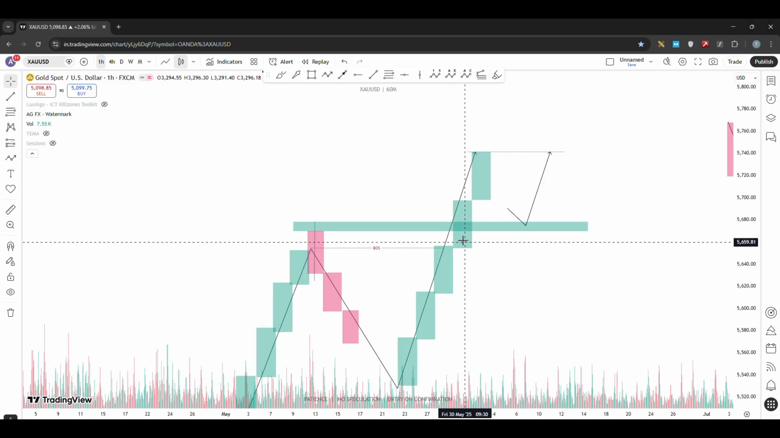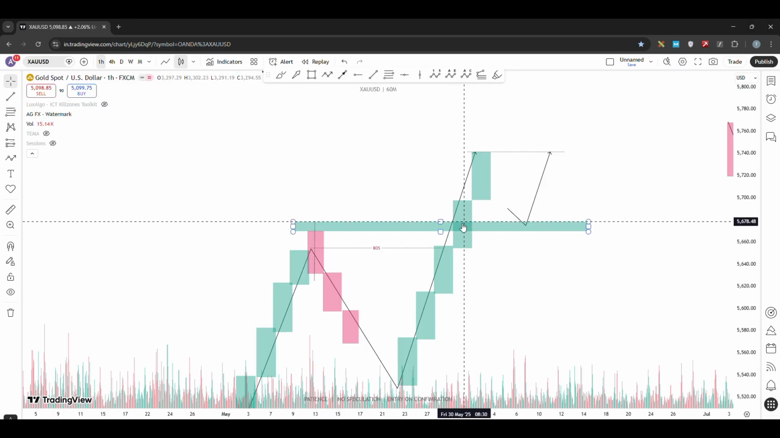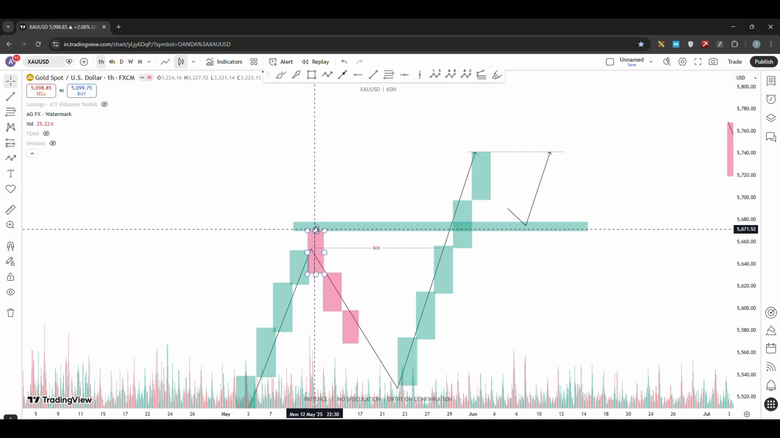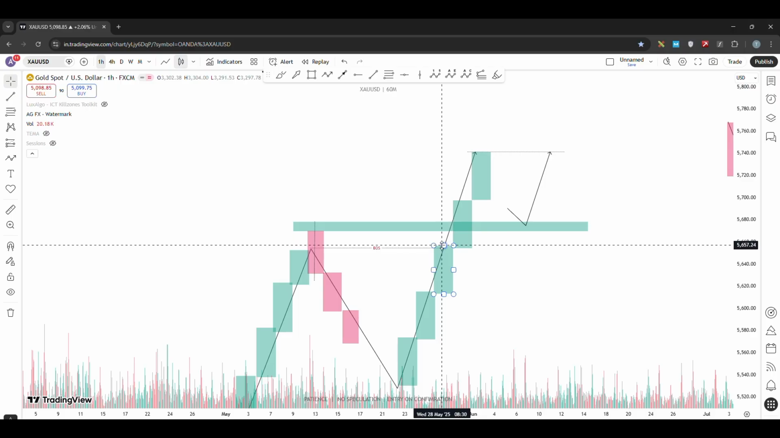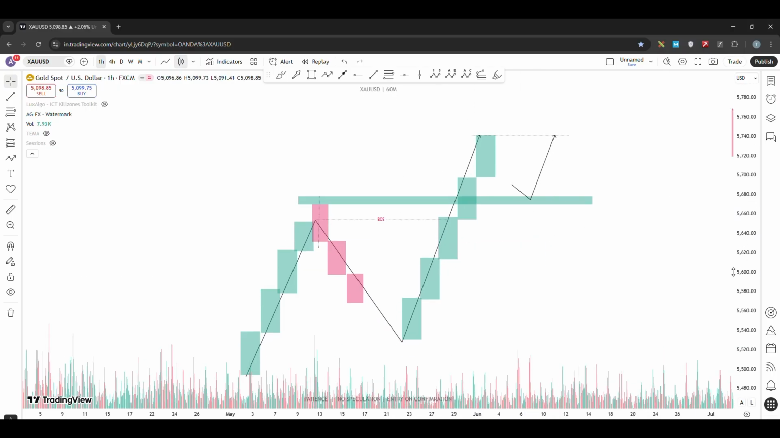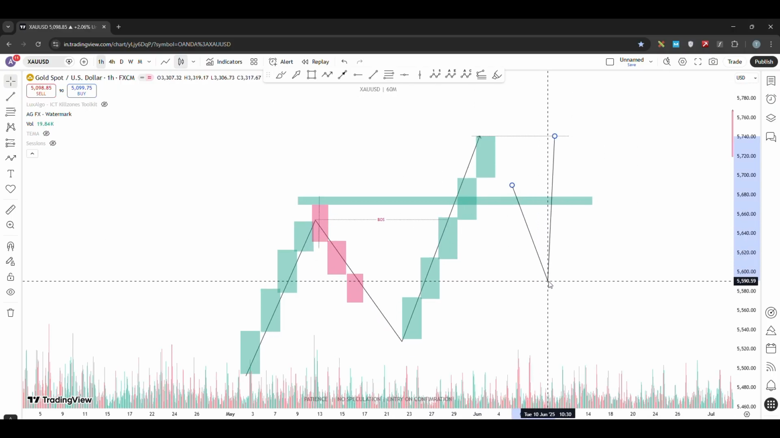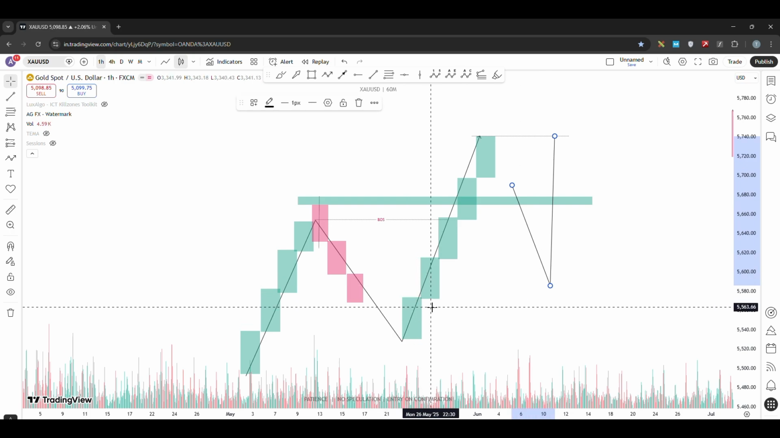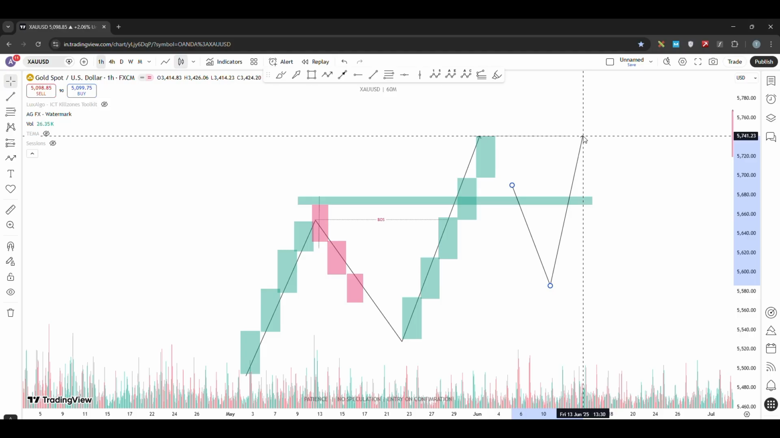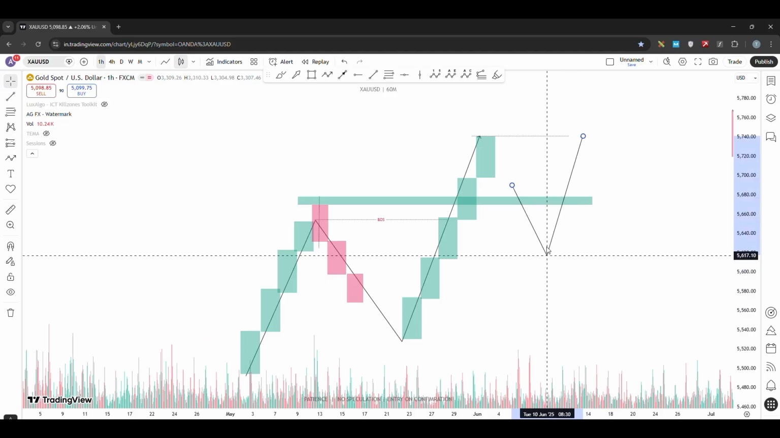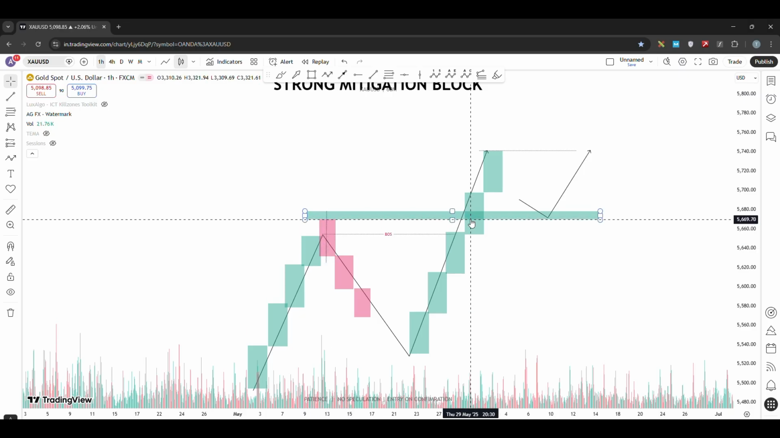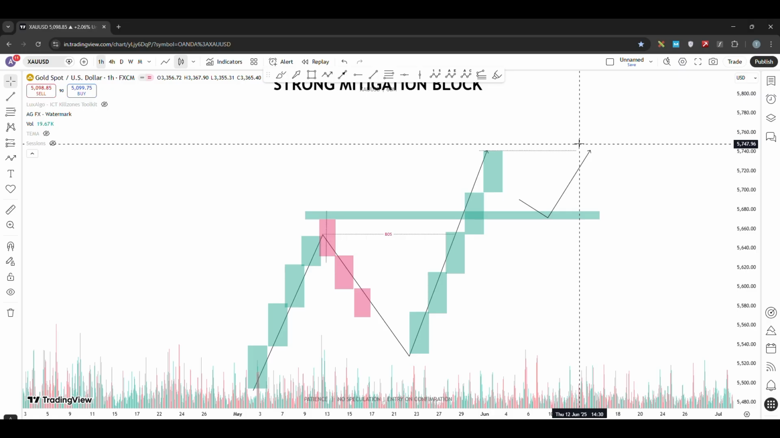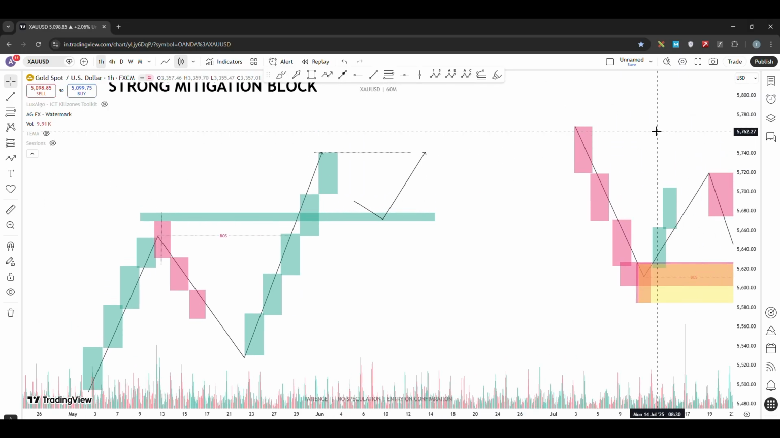So whenever there is a fair value gap which overlaps along with the mitigation block, that becomes a very powerful POI. Okay, in those cases, there is a very less chance that market will drop all the way down to the last order block before pushing higher. In those cases, mostly market will tap into this POI, which is a combination of a mitigation block and a fair value gap, and from here market will displace to the upside.